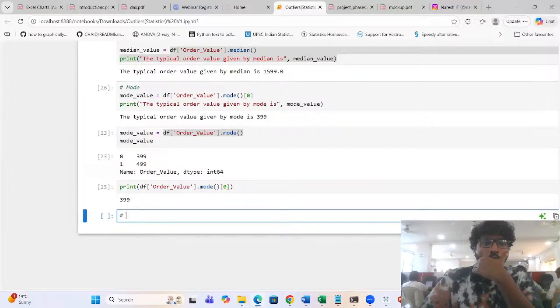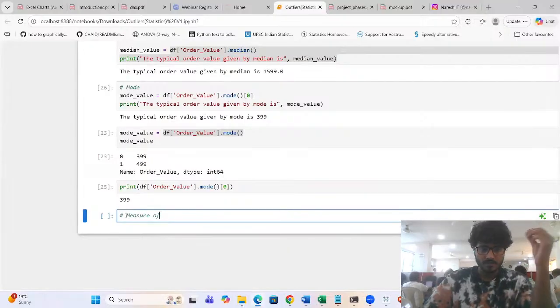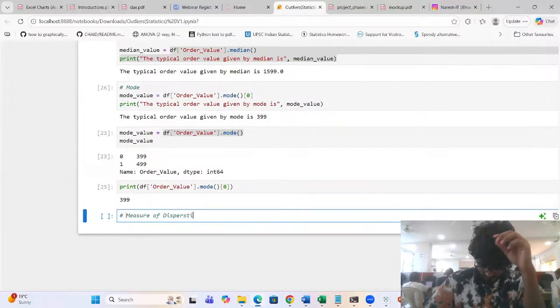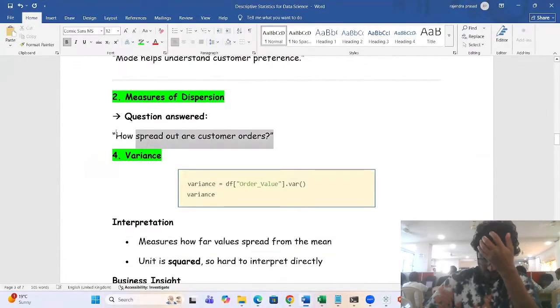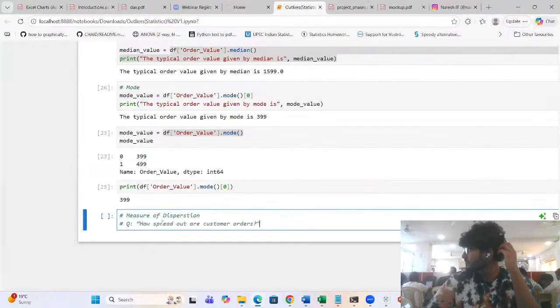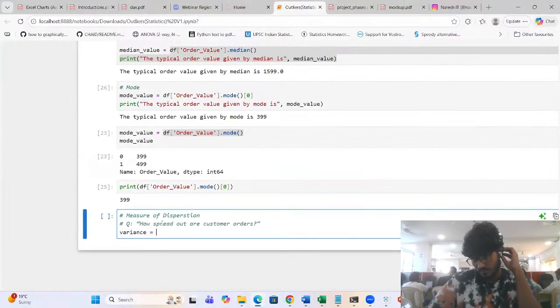Okay. Next, we are going to use measures of dispersion. By using this, what is the question that we are addressing? How spread out the customers are. So how do you calculate? The variance is equal to, in your data frame, select the column name, that is order value. On top of it, you apply the function called var. The same function you have in NumPy, the same function you have in Pandas, the same function even in Excel, the same function even in SQL.